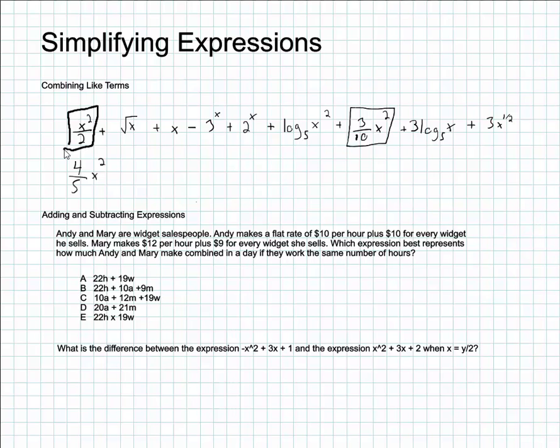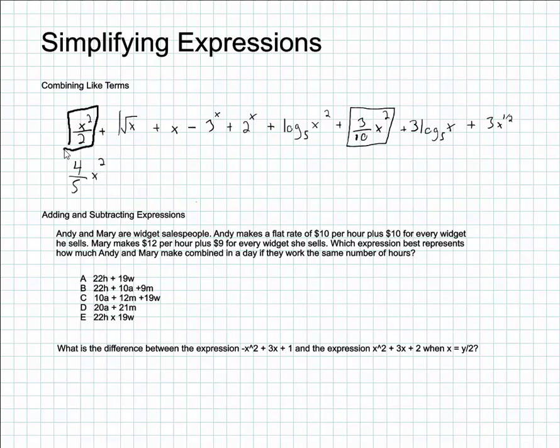Alright, what about square root of x? Well, I have one square root of x here. That's just a regular x. Well, I have a 3x to the 1/2. So if we rewrote the square root of x as x to the 1/2 power, then we would get x to the 1/2 plus 3x to the 1/2. So that would be 4x to the 1/2.